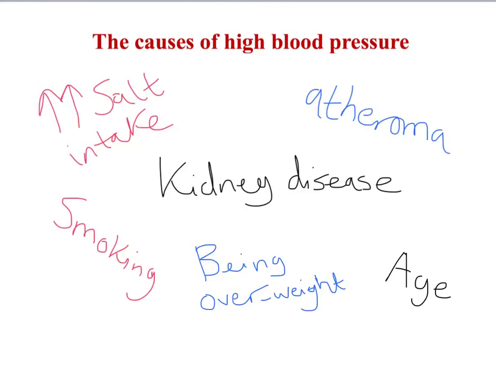The arteries tend to lose elasticity the older you get. So we can take age as our final sort of cause of high blood pressure. Now, there are a handful more, but these are the key ones. An increase of salt intake, atheroma and buildup of fatty plaque, kidney disease, things like smoking, age, and generally just being overweight, in a kind of state of unhealthiness, you perhaps could say.